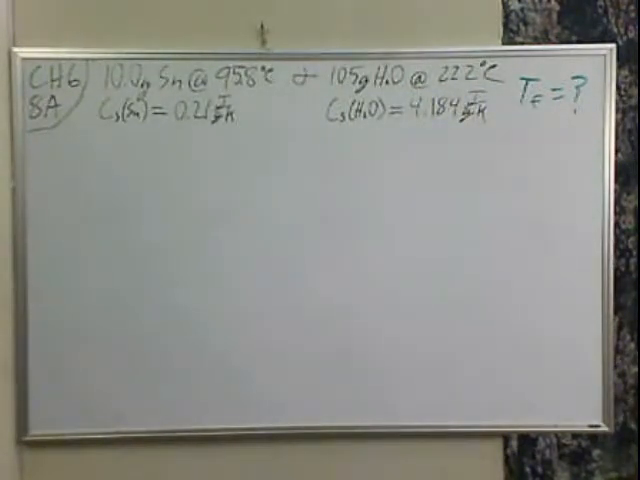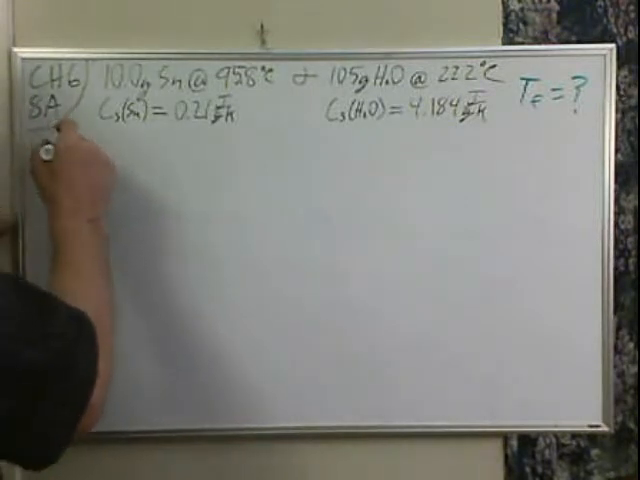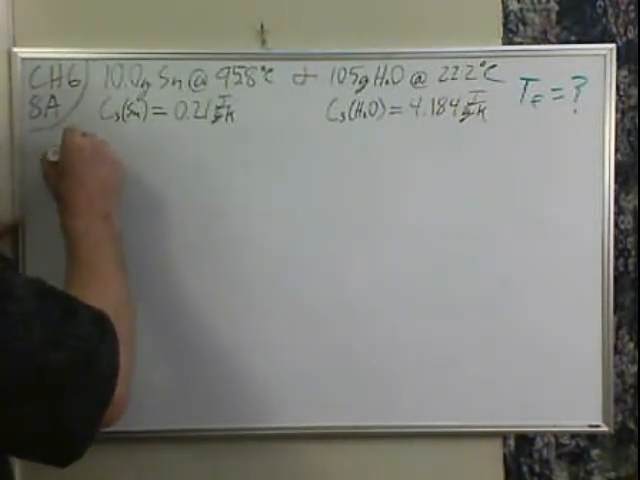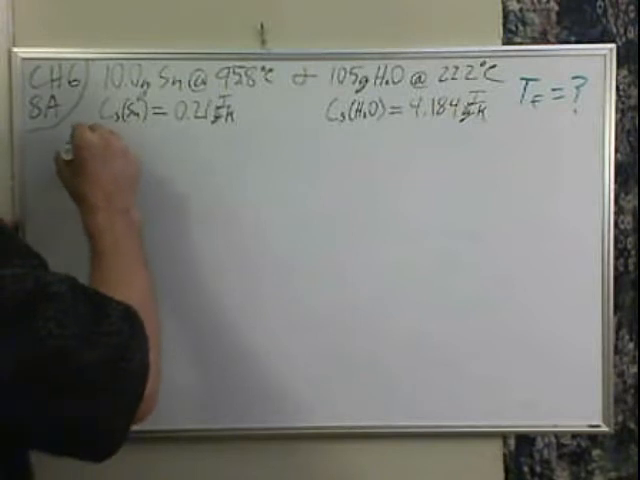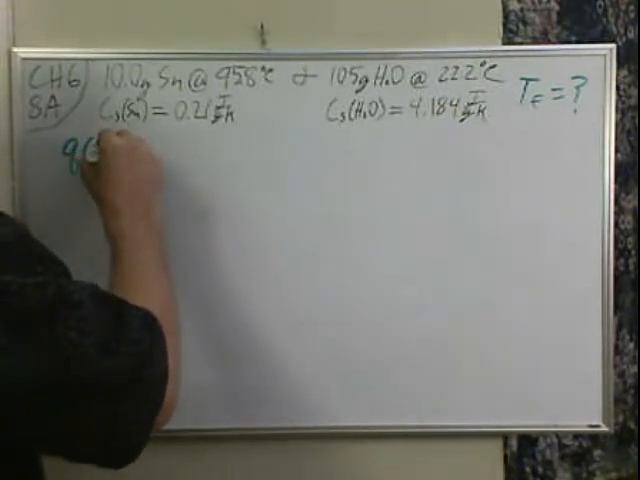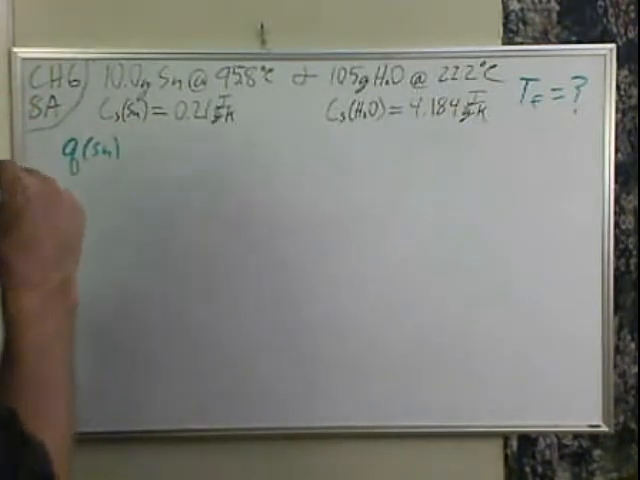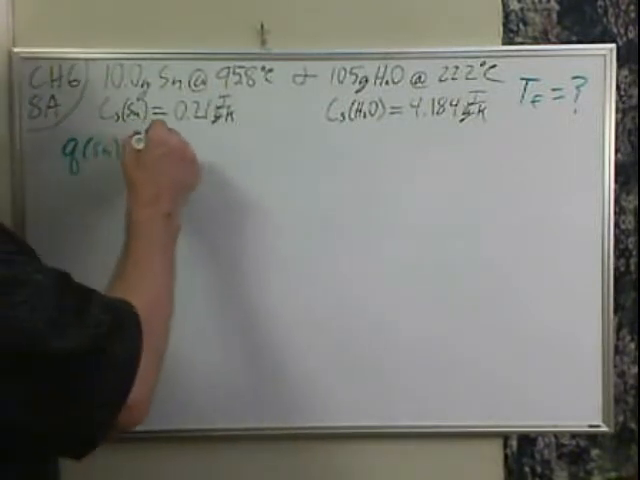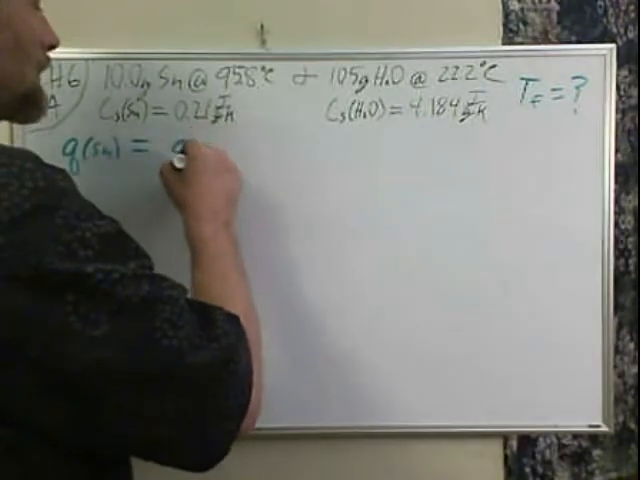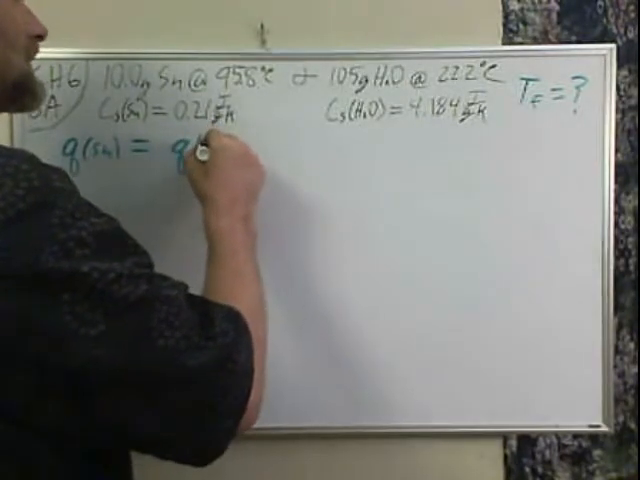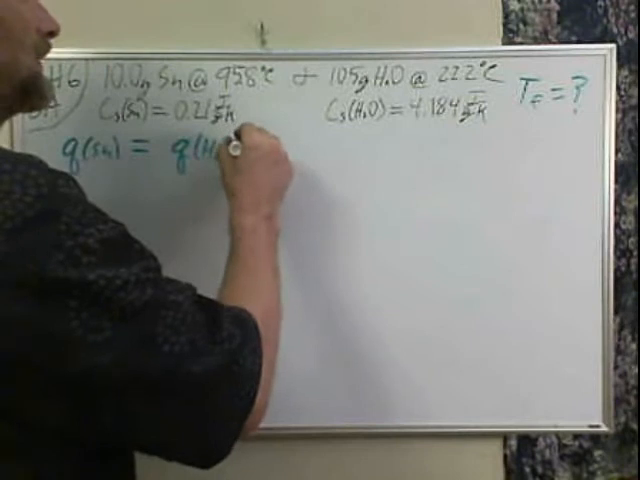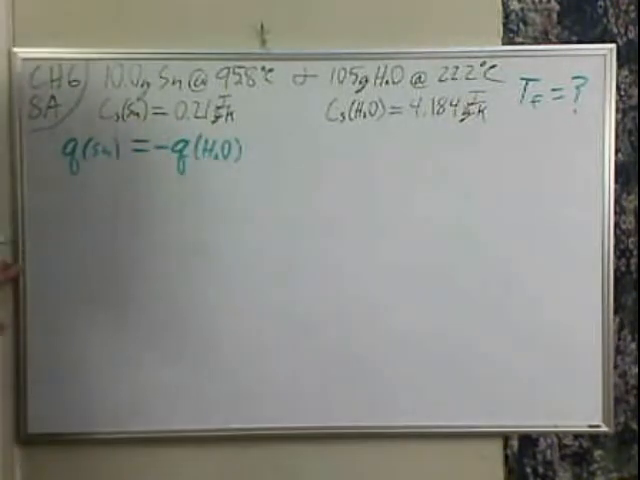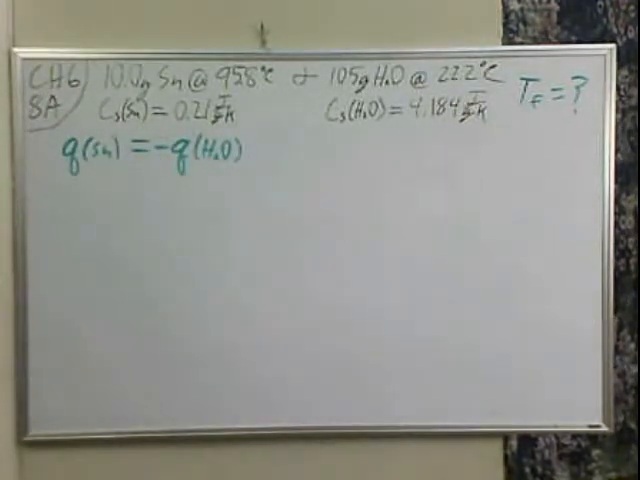Well, the relationship here is that as we put hot tin into cold water, the tin is going to lose heat, the water is going to gain heat. The amount of heat is going to be the same, but there will be a sign change, the direction of heat flow. So we have a negative sign to represent the sign change. So the tin loses the heat, the water gains the heat.